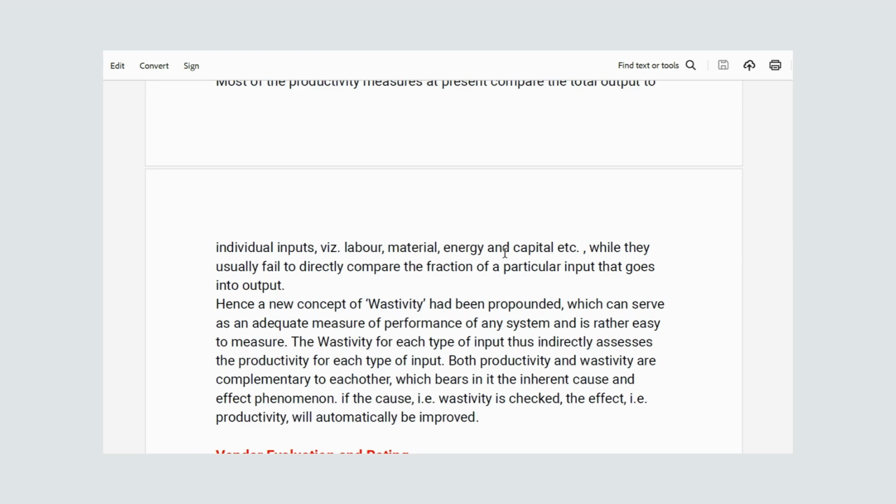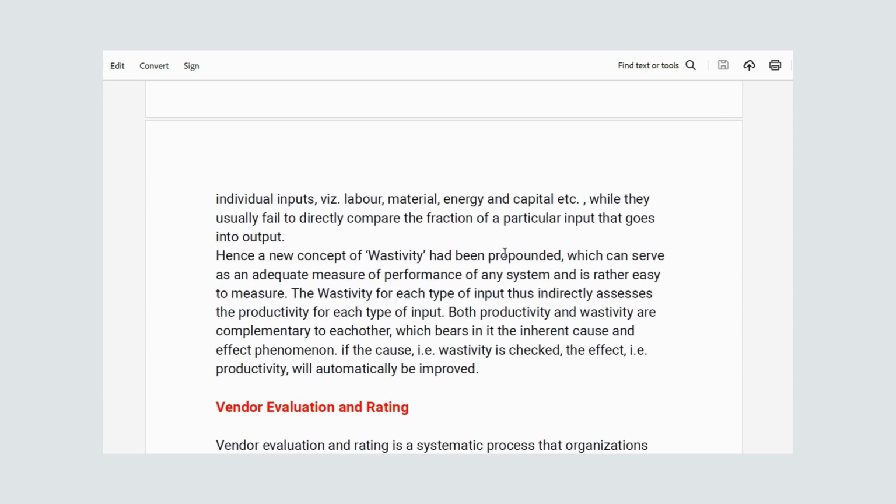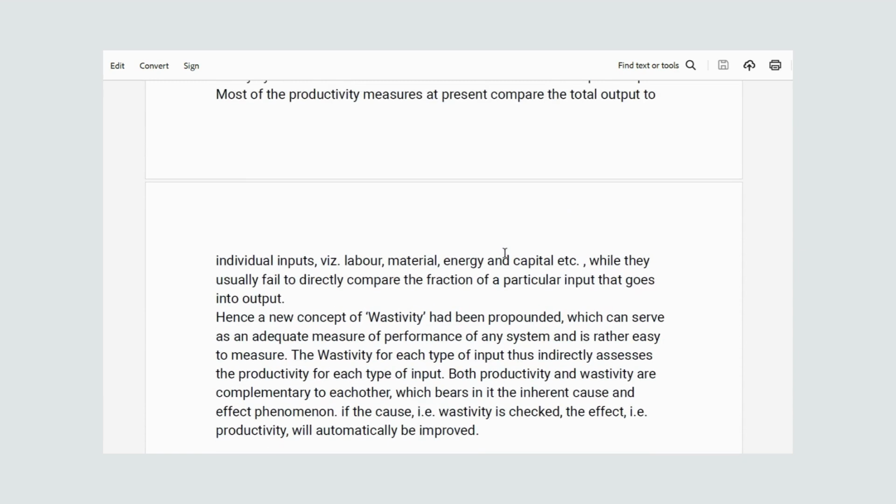Both productivity and wastivity are complementary to each other, which bears in it an inherent cause and effect phenomenon. So if the cause, wastivity, is checked, the effect, productivity, will automatically be improved. So we can say that when we reduce the waste, we can increase the production level. So there is a relationship between wastivity and productivity.